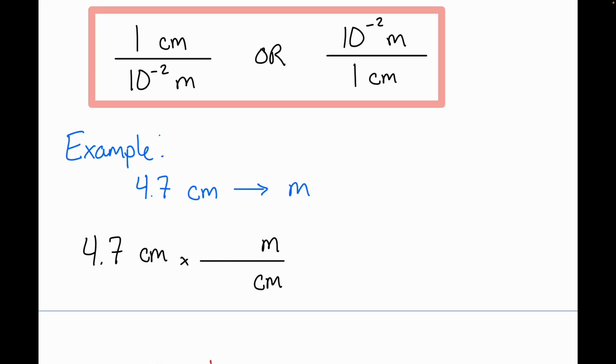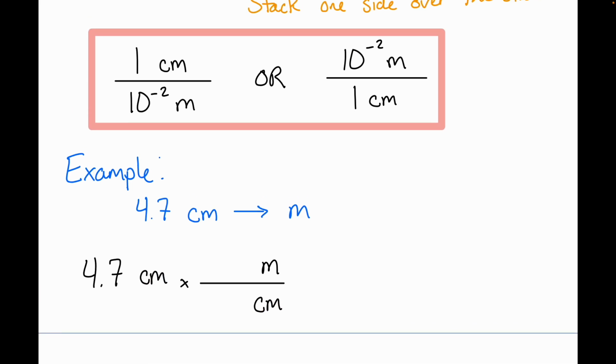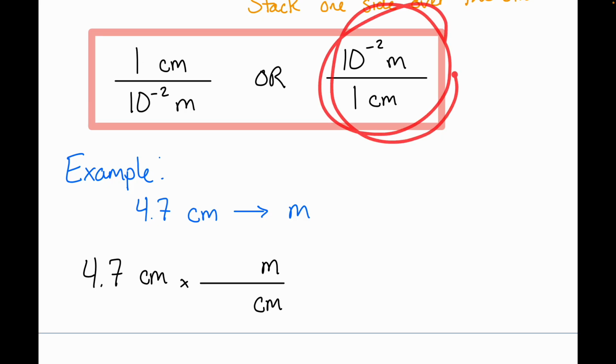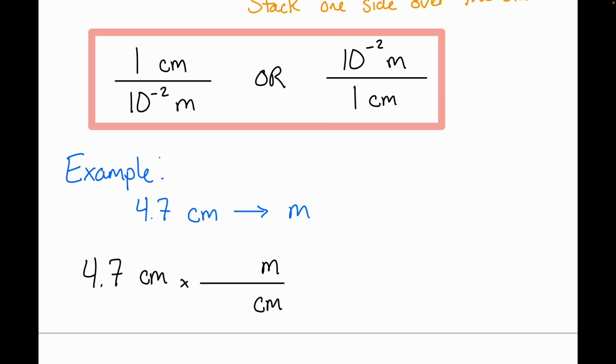So which of these conversion factors am I going to use, the one on the left or the one on the right? I'm going to need to use this one right here: 10 to the negative 2 meters over 1 centimeter. And I know this is set up correctly because my units cancel out in such a way that I'm left with units of meters, which is what I'm trying to get to. Okay, so punching this into our calculator, we would get 0.047.